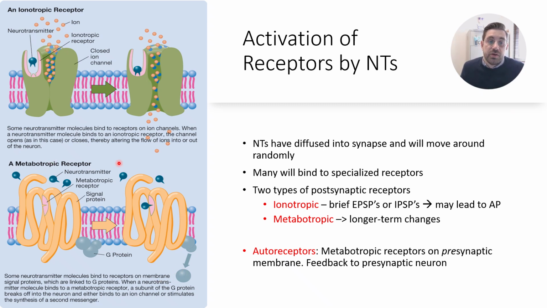Okay, so if I activate this metabotropic receptor on the other side, it might make that neuron easier to activate later on by causing changes to the way it works.